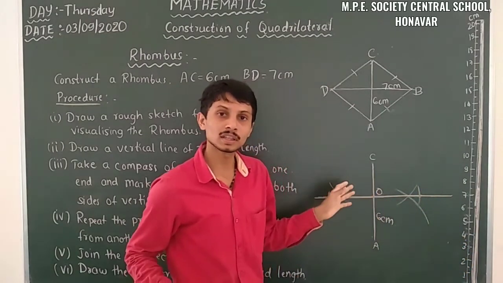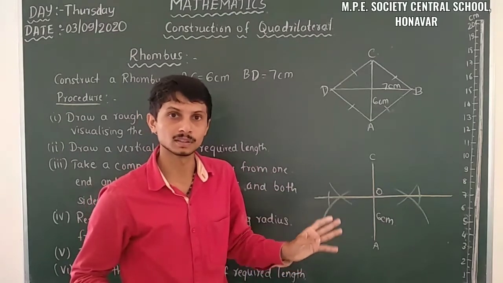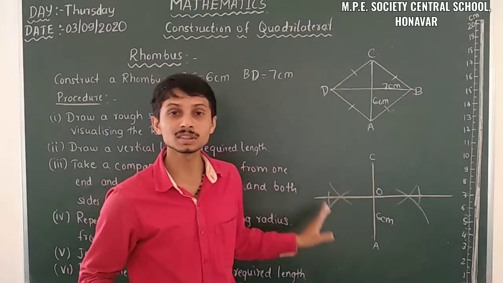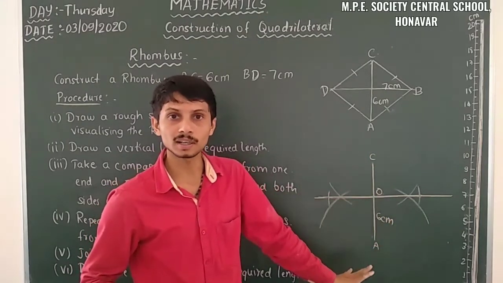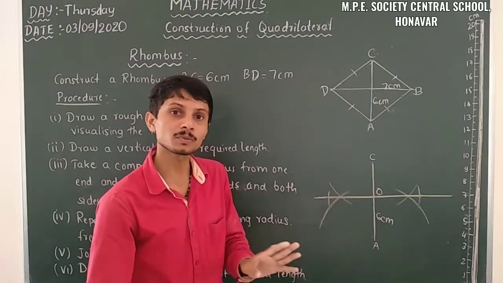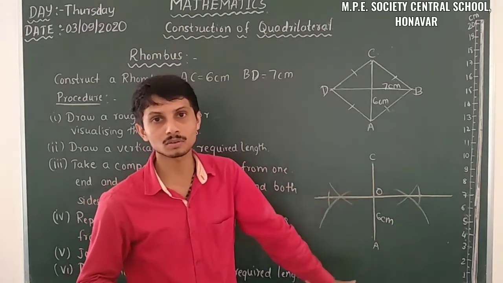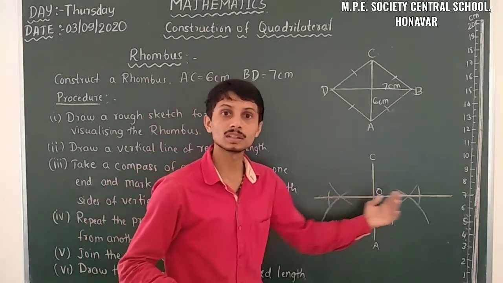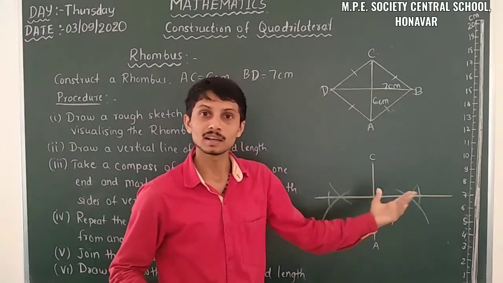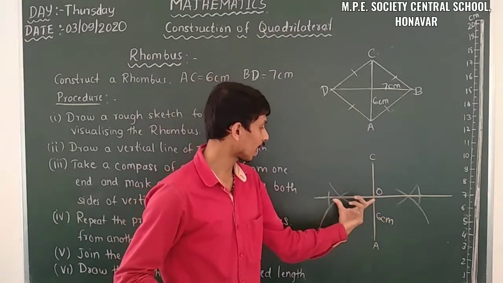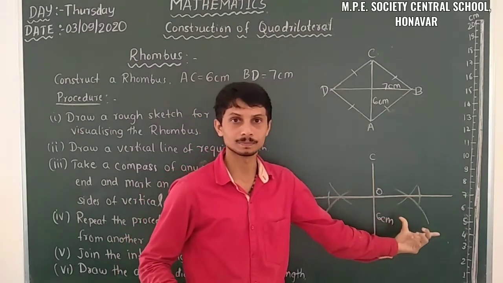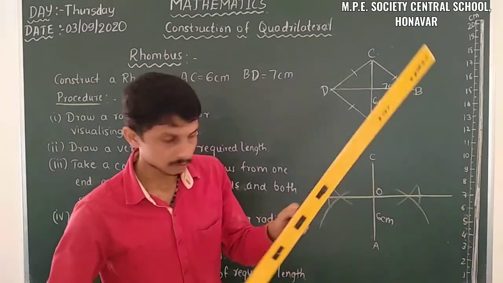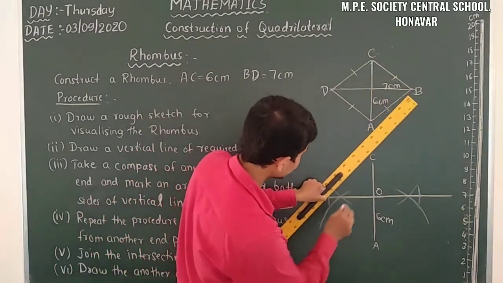Here in the rhombus we have to maintain the property. When the properties hold good, it becomes that particular quadrilateral. In the properties of a rhombus, all the sides are equal in length. So we have to take the exact measure on both sides of this vertical line. That's why I am taking half of the length here and half the length here from the 7 centimeter line segments. After that we have to join all the sides.